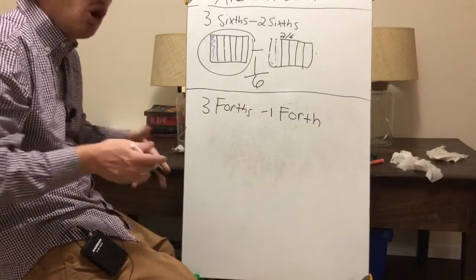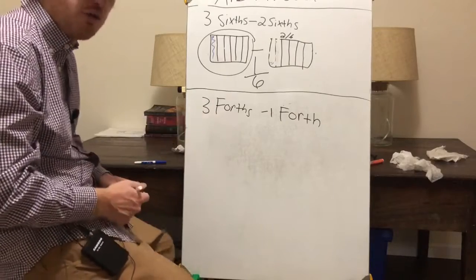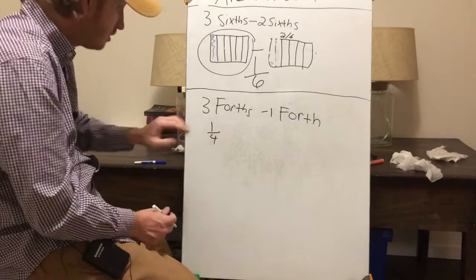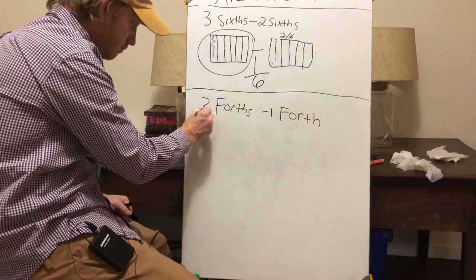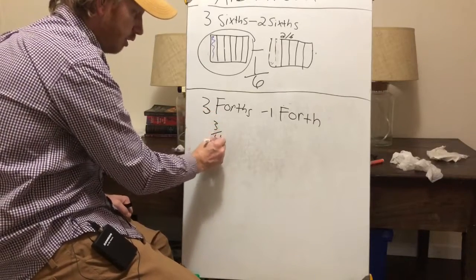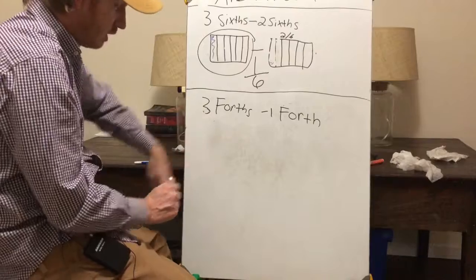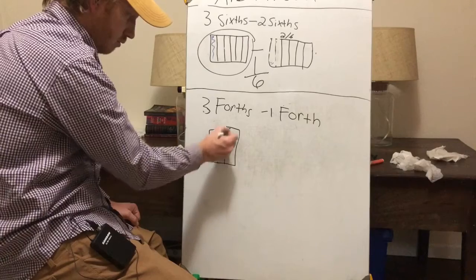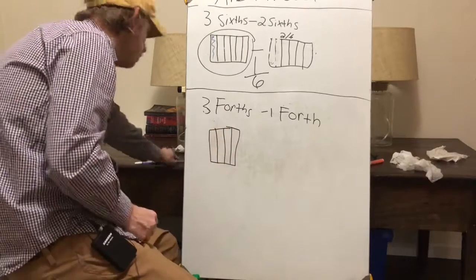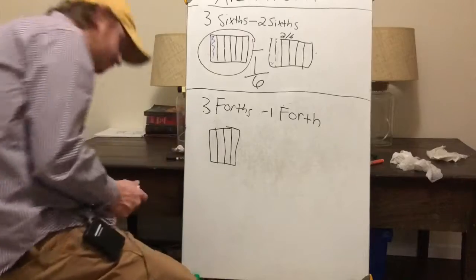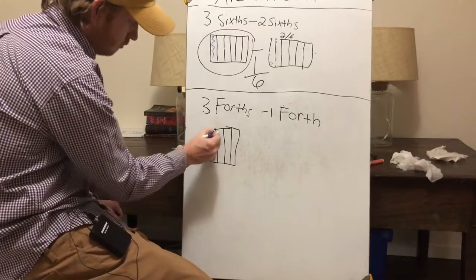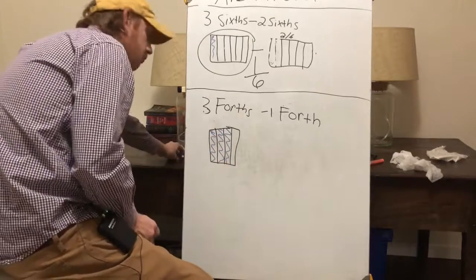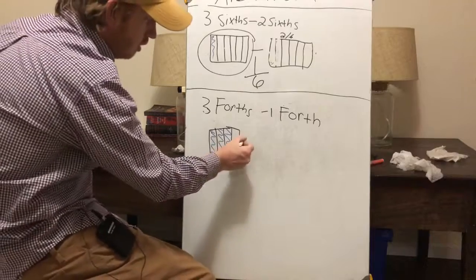Again, it's important that you know what the word fourth means. A fourth is 1/4. So if we have 3 of those, we're going to have 3/4. So I can draw that out, and then shade in my colors. And then we're going to subtract from 3/4 1/4.